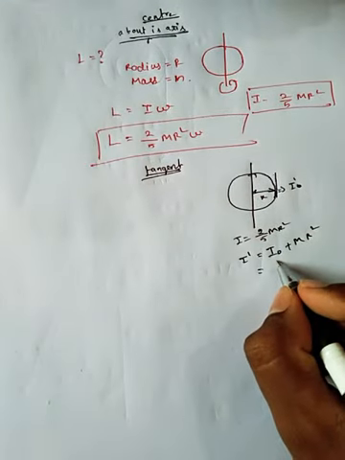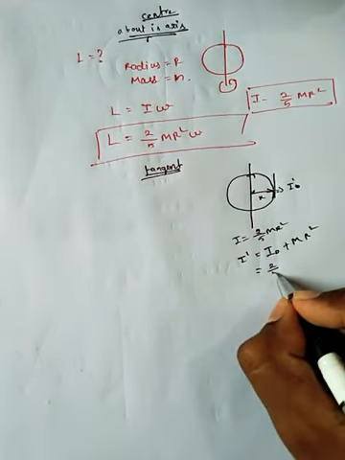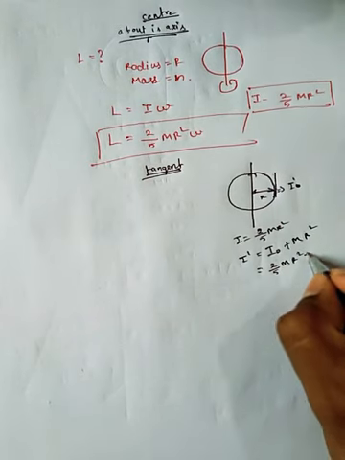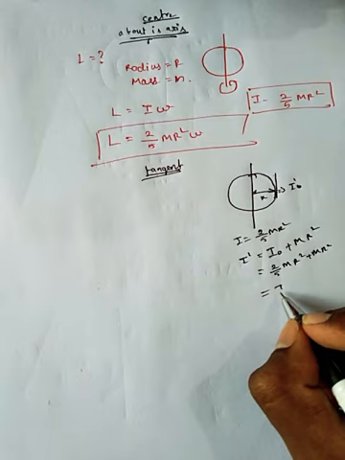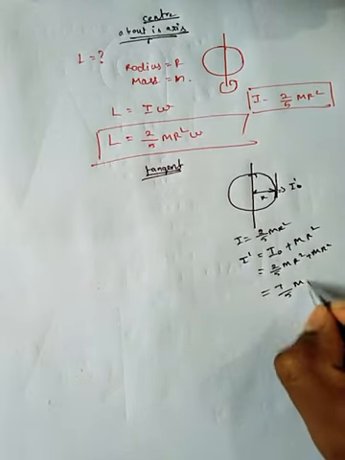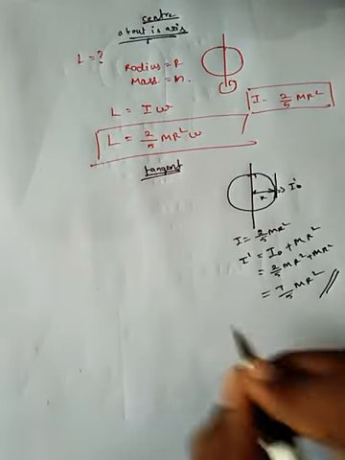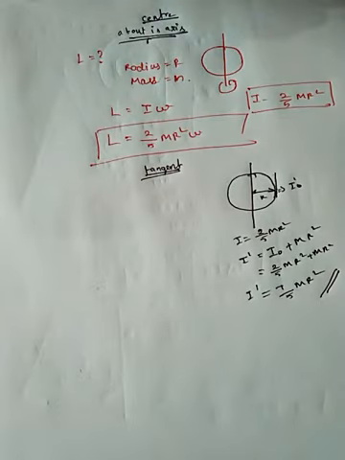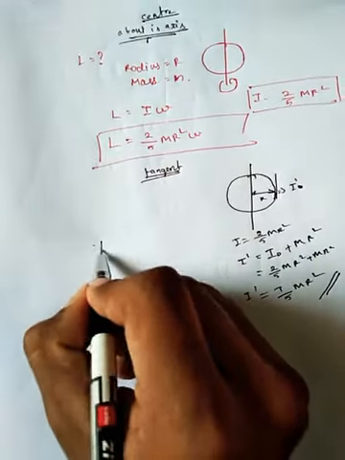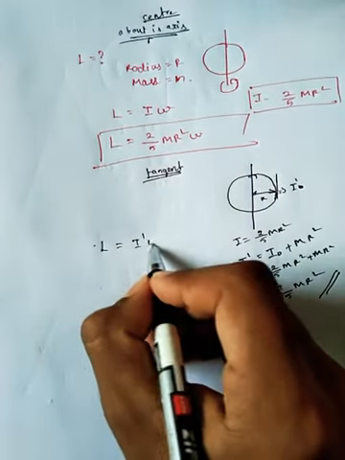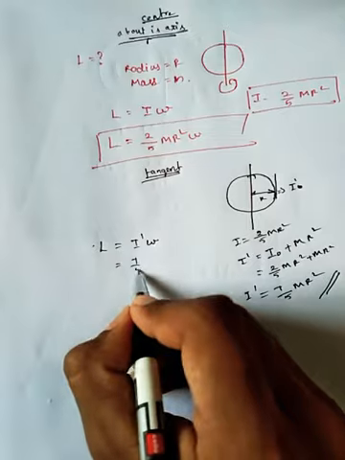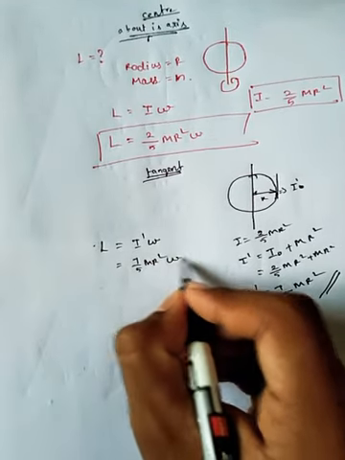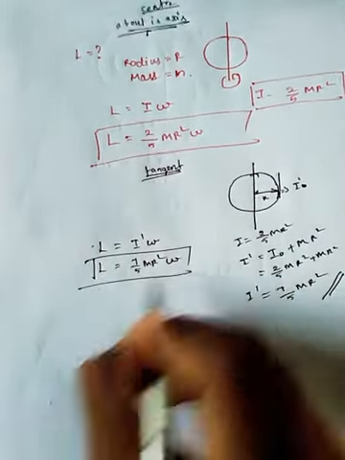I already know I naught. What's the value of I naught? 2 by 5 m r square plus m r square. Finally the answer is 7 by 5 m r square. This was the final answer, I dash. When I know the I dash value, I simply write L equals I dash into omega. I put in the value 7 by 5 m r square into omega. That's all, I get the answer.